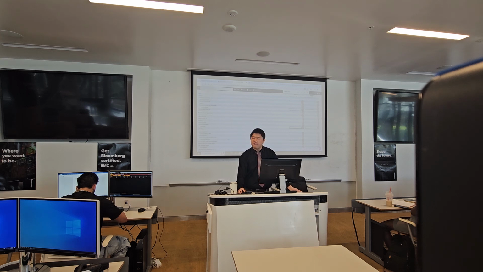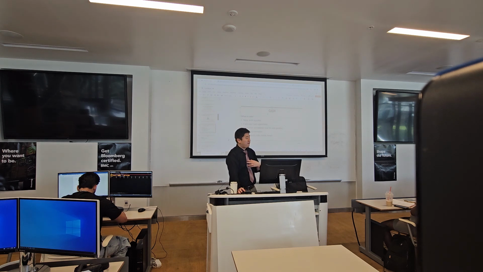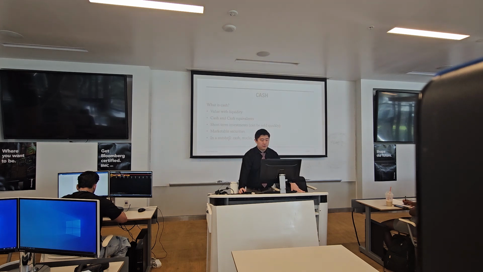But what about for investing? All right. So the third thing we look for is cash. What is cash? So when investors look at a company for its cash, it's not just looking for paper money or just money in their bank account. It's looking for any value with liquidity. So what does this include? This includes cash, obviously, but also cash equivalents.